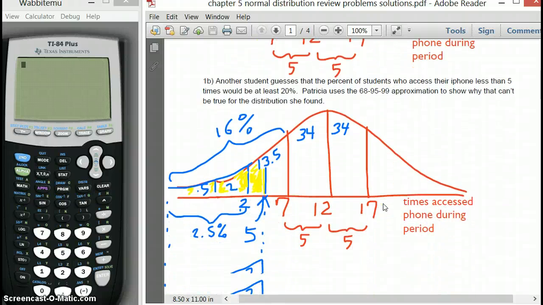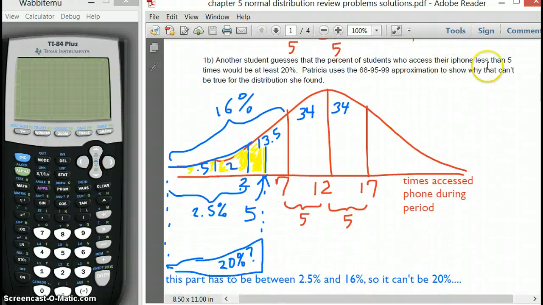Another student guesses that the percent of students who access their iPhone less than 5 times per class would be at least 20%. Now Patricia is going to argue against that, because she can already look at her distribution and use the 68, 95, 99 approximation to see that 20% is wrong. Now we're going to see how she does that. Let's label her distribution, which has 12 in the middle, 7 to the left, and 17 to the right, with the numbers from the 68, 95, 99 approximation. So we have 34, 13.5, 2, and 0.5.